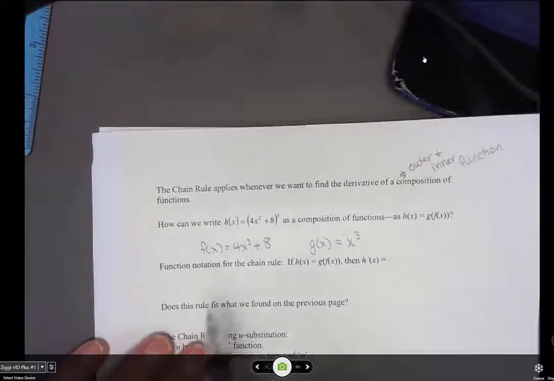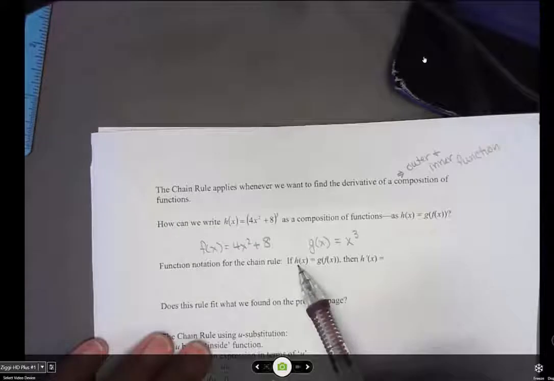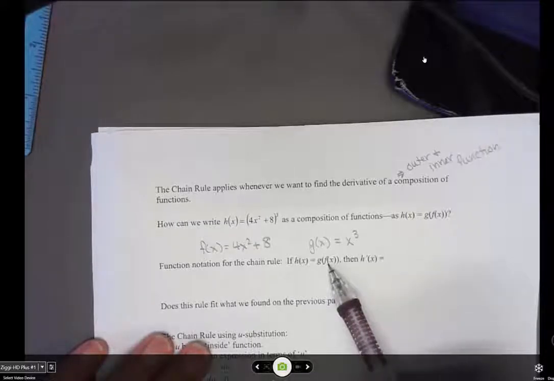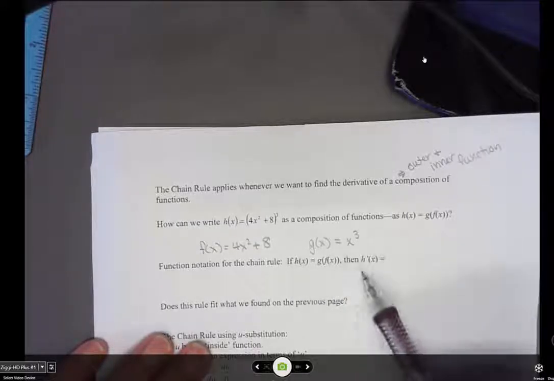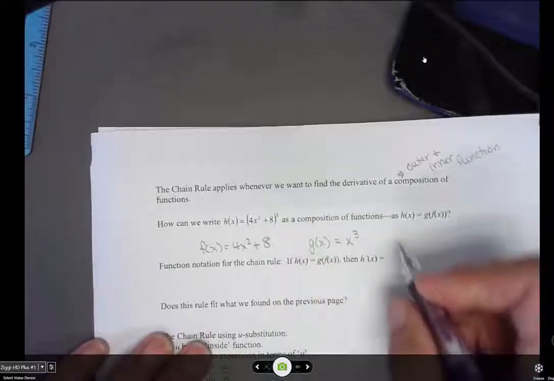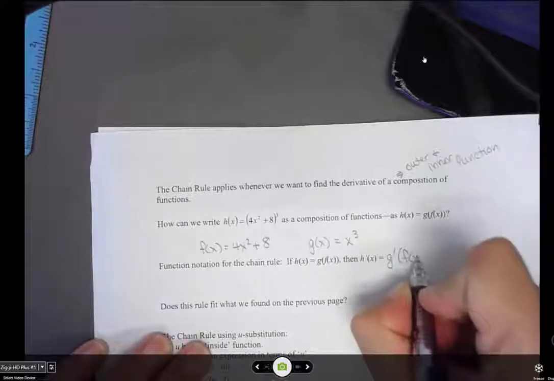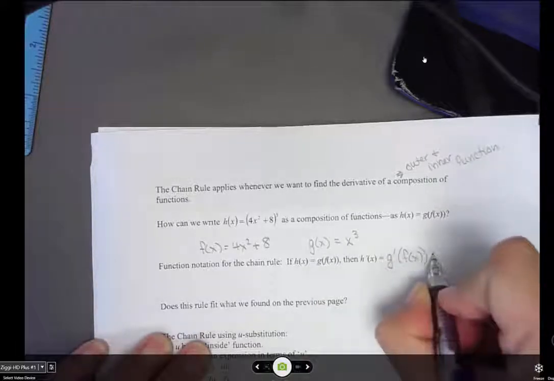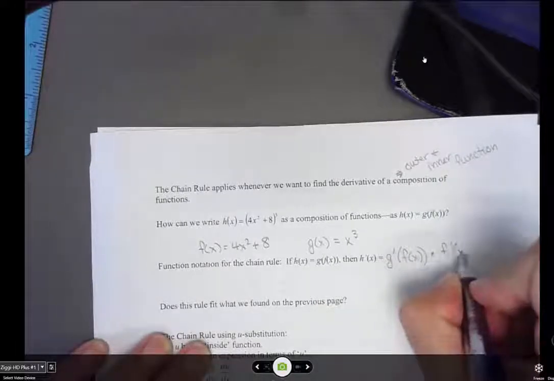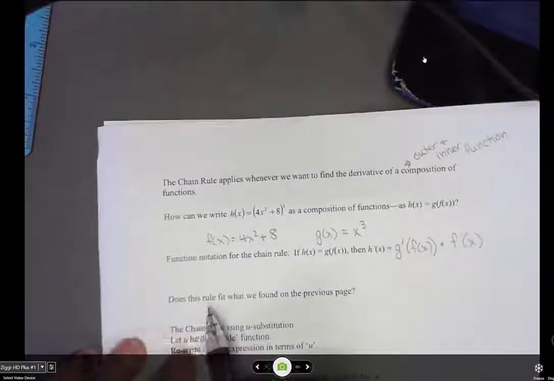And then if we have our original function h written as that composition of two functions, then h prime, so here's the function notation for the chain rule. You take the derivative of the outside function, leave the inside function alone, then at the end multiply by the derivative of the inside function. It says, does this rule fit what we found on the previous page?